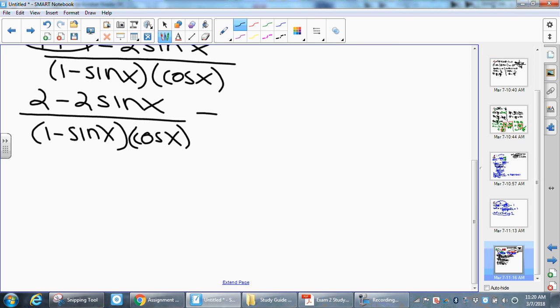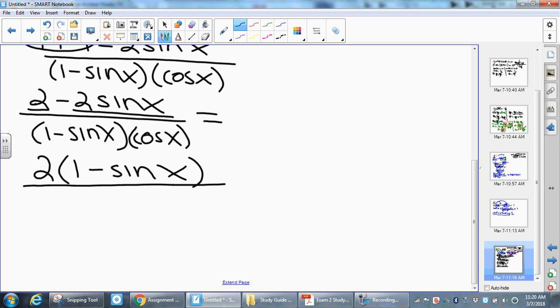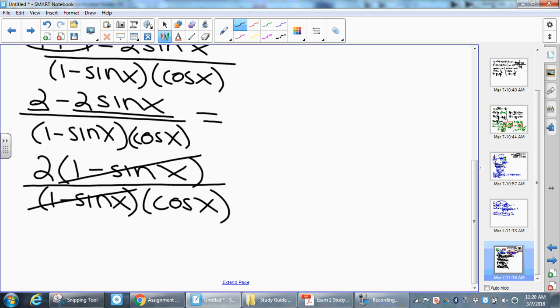And what do these two terms have in common? The 2. So we factor out the 2 like the GCF, the greatest common factor. When we factor a number or a term out, it's like we're dividing, right? So 2 divided by 2 is 1, and negative 2 sine x divided by 2 is negative sine x. On the bottom, we still have 1 minus sine x times cosine x. And of course, we can cancel those two out. And then we get 2 over cosine, which is secant. 2 times secant.